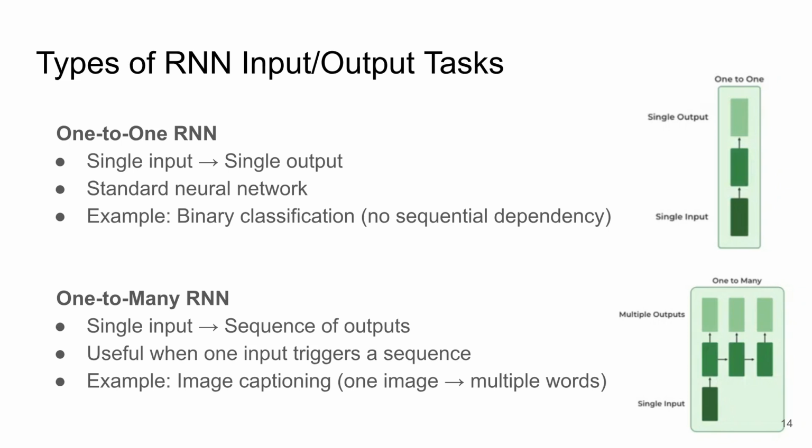RNNs are flexible and can handle different input/output configurations. First, one-to-one, single input to single output. This is just a standard neural network with no sequential dependency, basically not using the RNN's recurrent properties. Example, binary classification. Second, one-to-many, single input to a sequence of outputs. This is useful when one input should trigger multiple outputs. The classic example is image captioning. One image produces multiple words describing it.